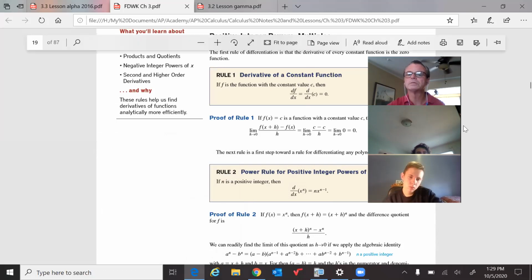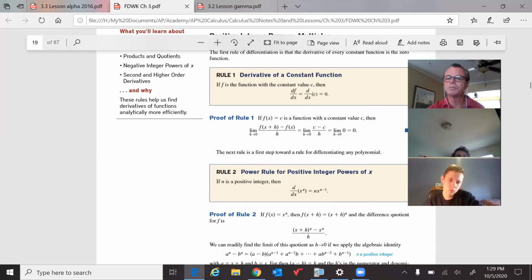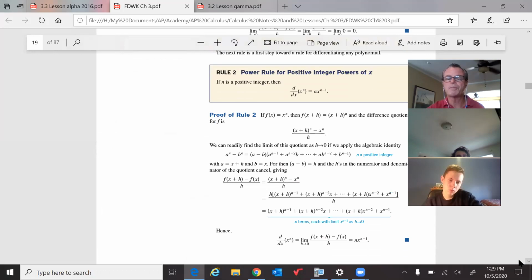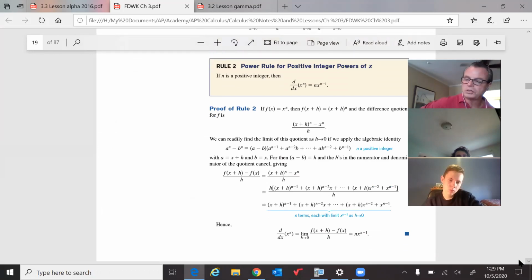Now, this is the most important thing you're going to do today. And you've been looking forward to this, whether you realize it or not. This is the power rule. And using the power rule will save you from having to do the difference quotient the long way.